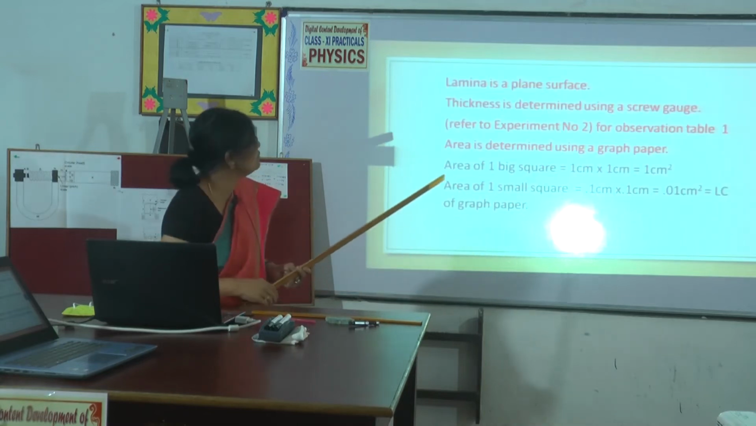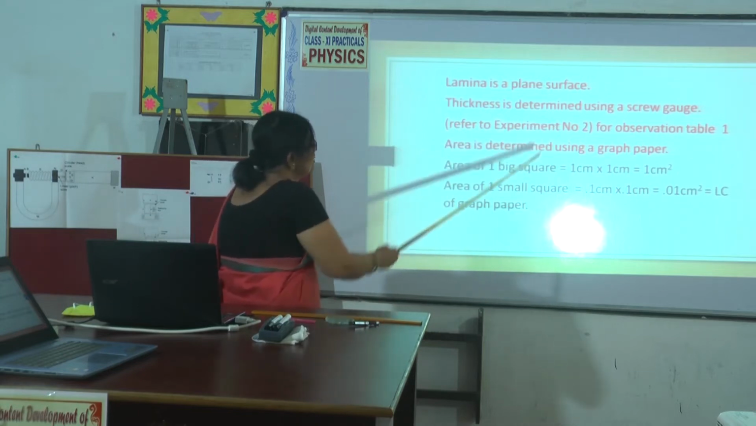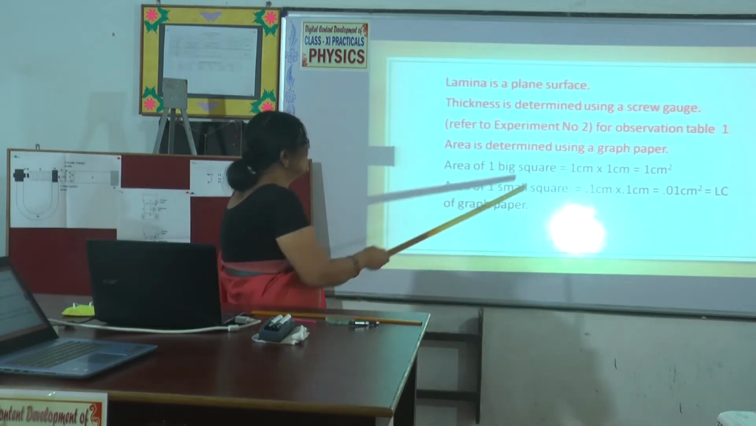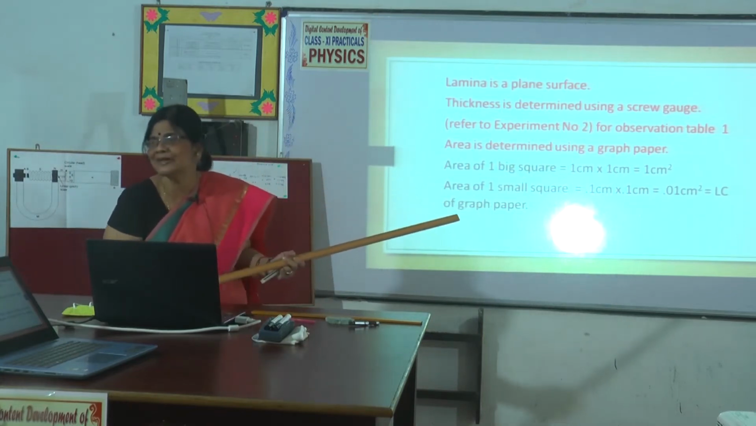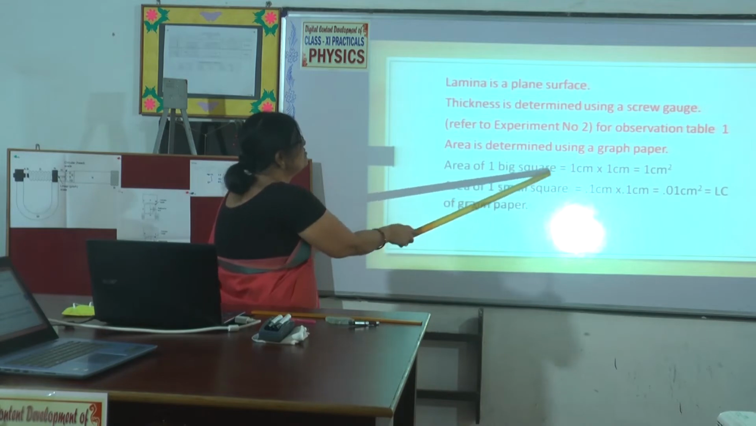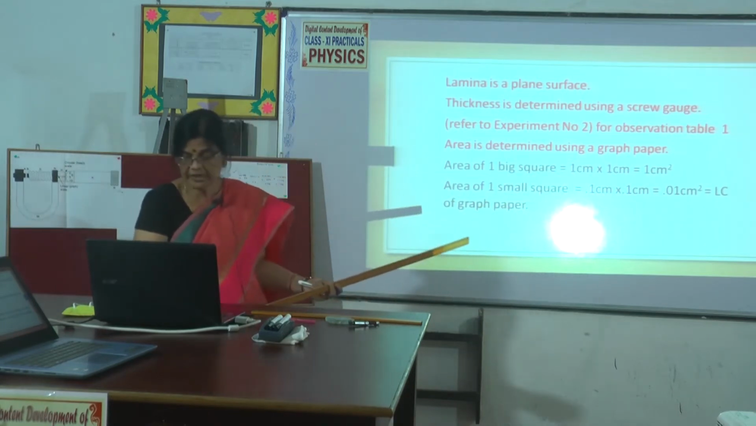So here, you know the lamina is a plane surface. Thickness is determined using a screw gauge; refer to experiment number 2 for observation table 1. Area is determined using a graph paper, so the graph paper was to be mentioned in your apparatus required. Area of one big square is 1 cm square. Area of one small square, I just told you, is 0.01 cm square.